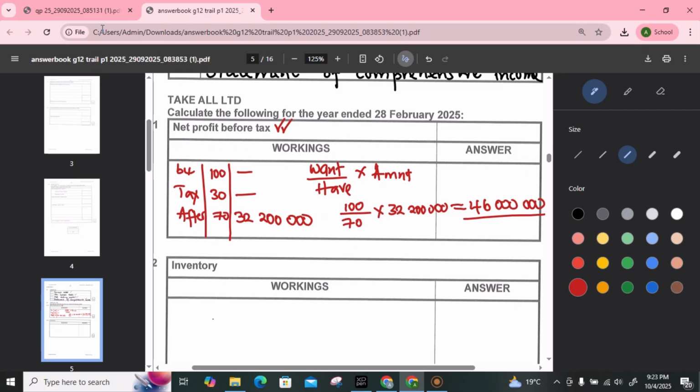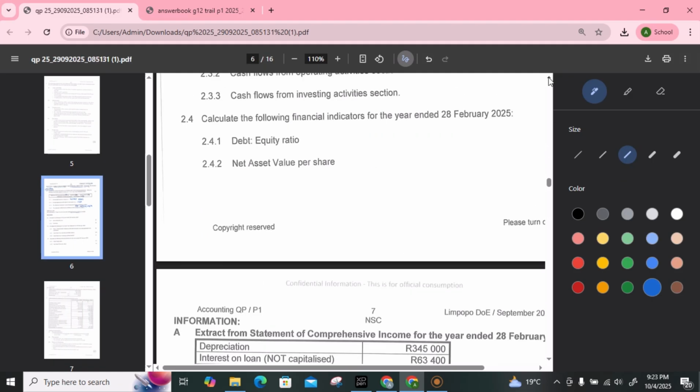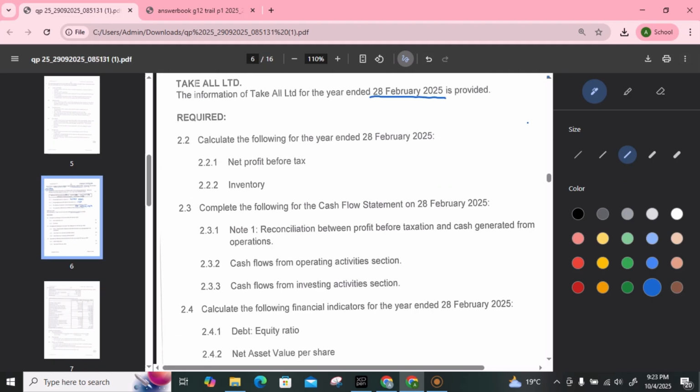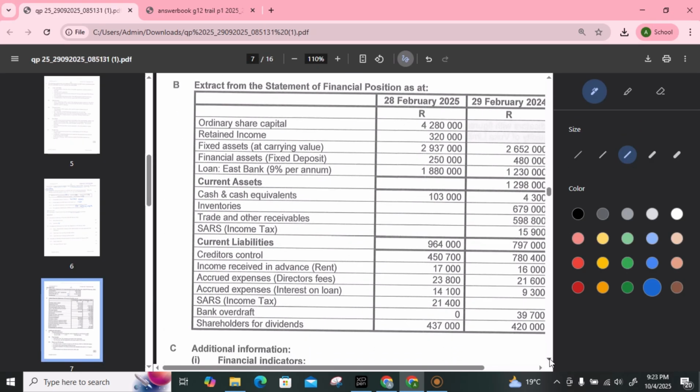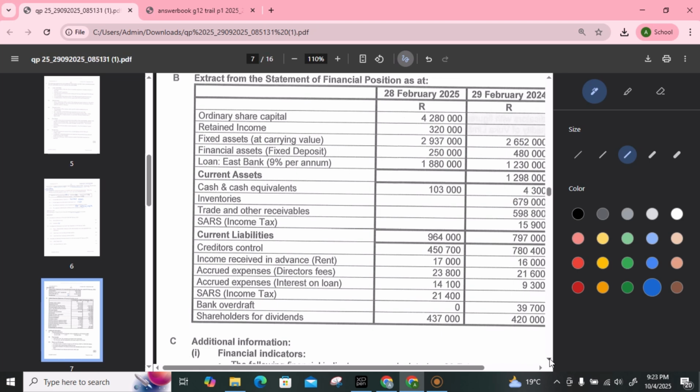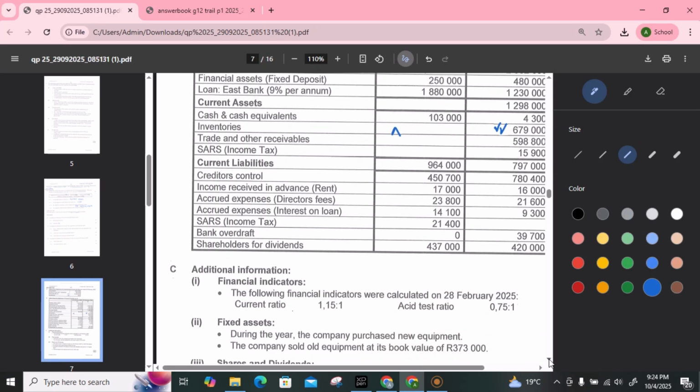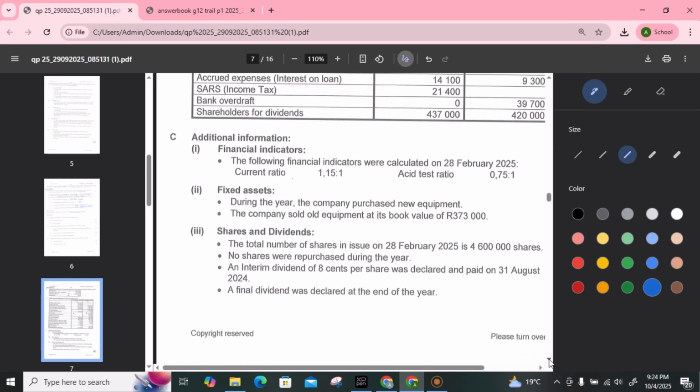Alright, we were asked as well to calculate the inventory figure. So we should go and search on the information that we have. Item A is the income statement. Item B is our balance sheet. We know that our inventories from the previous year is 679,000, and there is no entry in the current financial year. So we are going to look for more information that can help us.